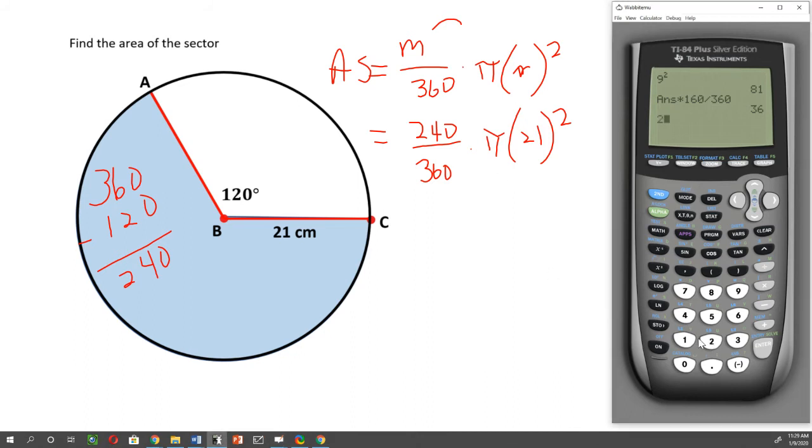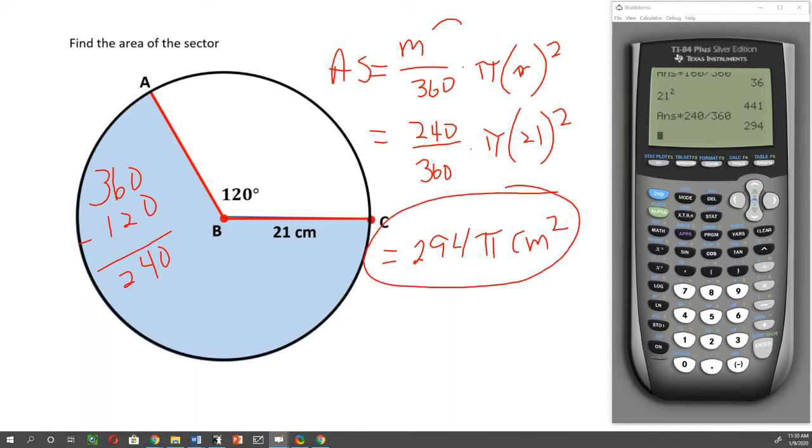We're going to start with the exponent, 21 squared. Make sure you hit enter. Times the numerator, divided by the denominator. And there you go. We got 294 pi, because we haven't used an estimate for pi. And this will be centimeters squared. Final answer. Real simple. So the only change here was that we had to find the arc of the sector we were interested in instead of using the sector that was given.